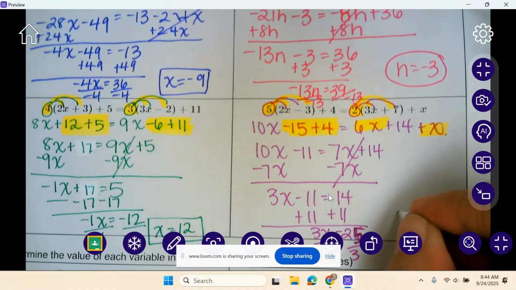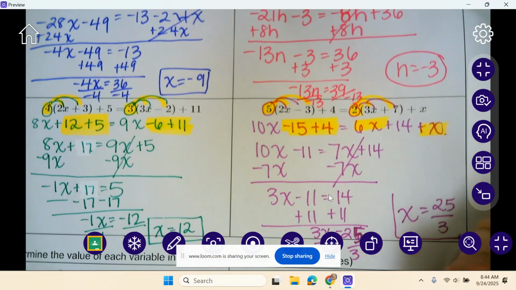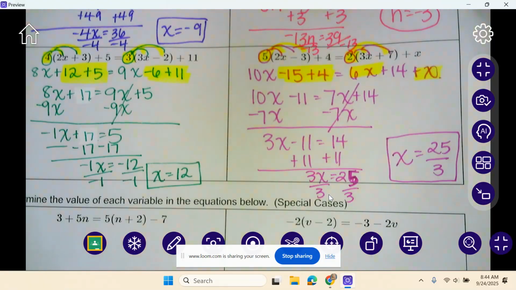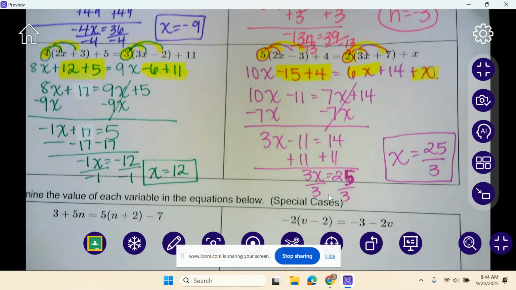This one feels tricky because you leave it as a fraction. So you leave it as 25 over 3, and that would be your final answer. Because it's a repeating decimal, it looks better to leave it as a fraction. If it was something like 0.5 or 0.25, then I think it'd be better to leave it as a decimal. Actually, at that point, it doesn't really matter.